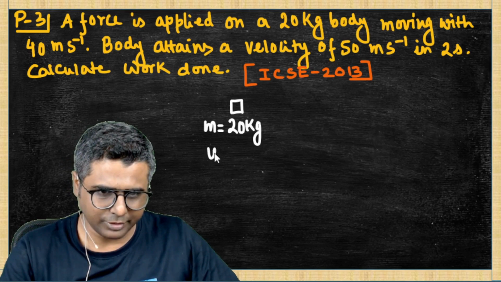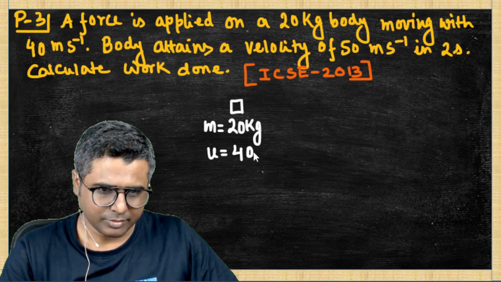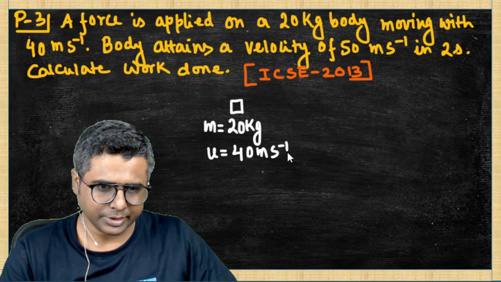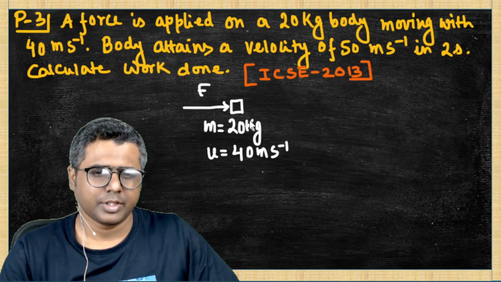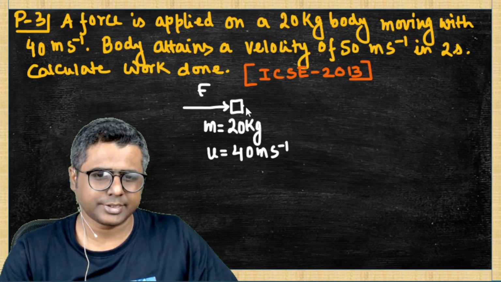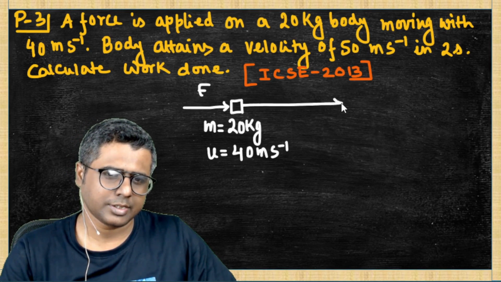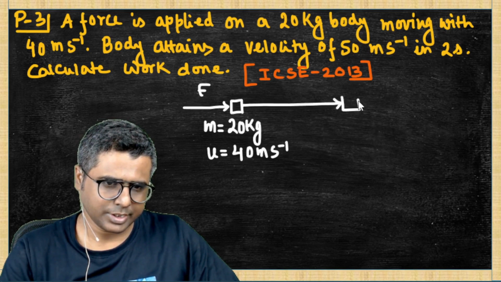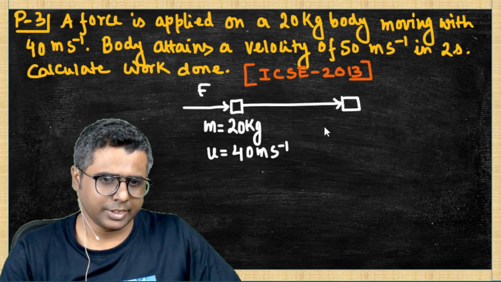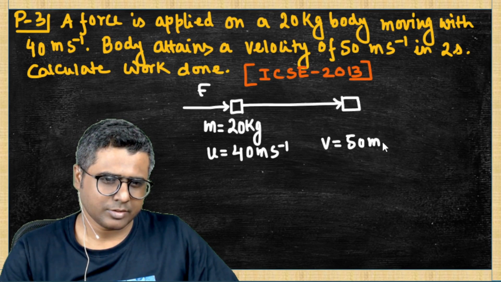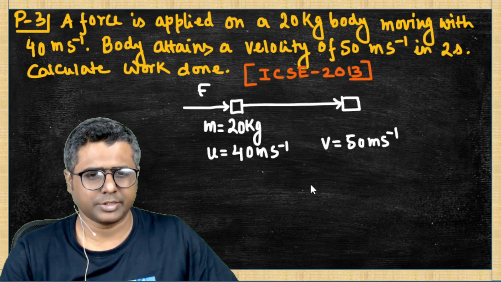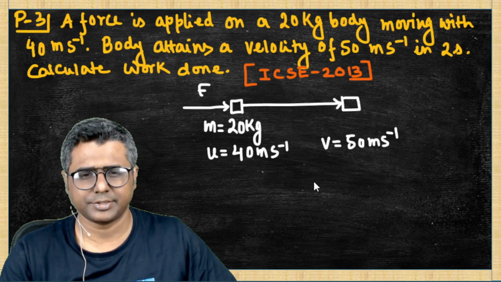So, initial velocity of the body is 40 meter per second. Okay. Now, you put a force on it. They have said that you are putting a force on it. That force is put for 2 seconds and the body velocity has changed. So, here the final velocity of the body is 50 meter per second, okay, in 2 seconds.